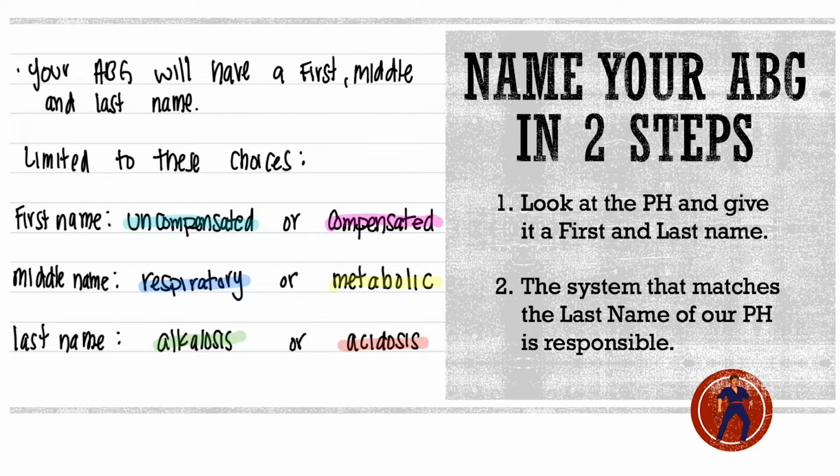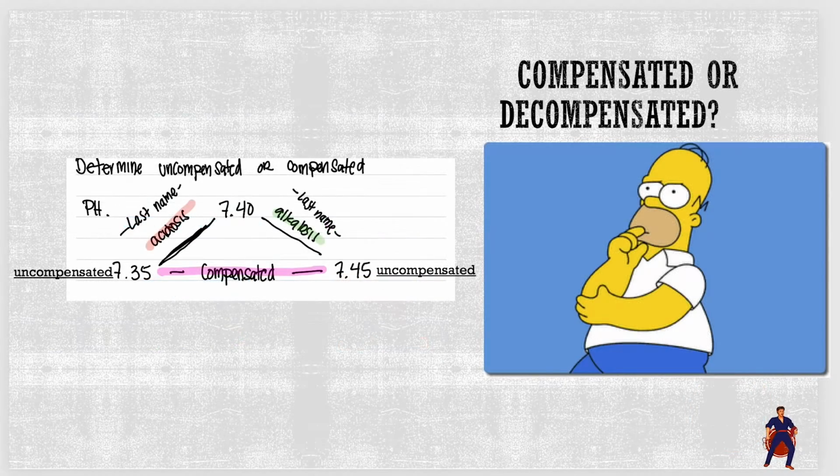Our first name is limited to two choices: uncompensated or compensated. Our middle name is going to be respiratory or metabolic. And our last name is going to be either alkalosis or acidosis. These are limited choices, but again, this is going to become very beneficial for us. In the first step of naming our ABG, we look at our pH, and our pH has two names: compensated or uncompensated as a first name, and acidotic or alkalotic as the last name.